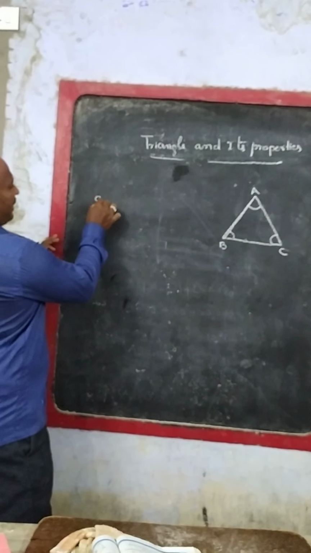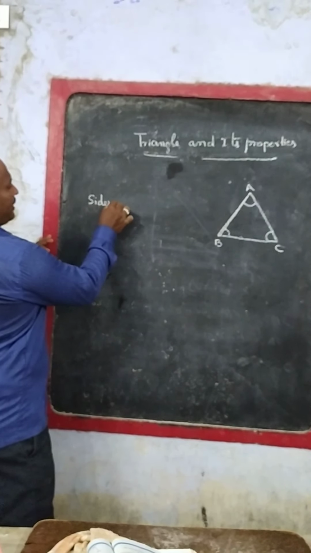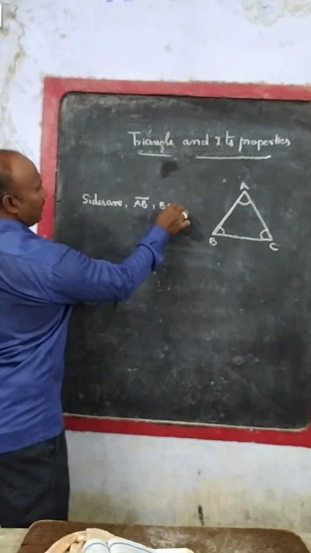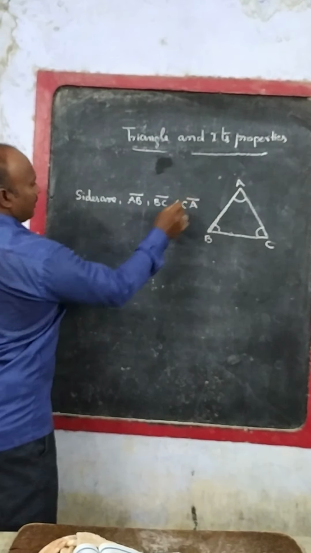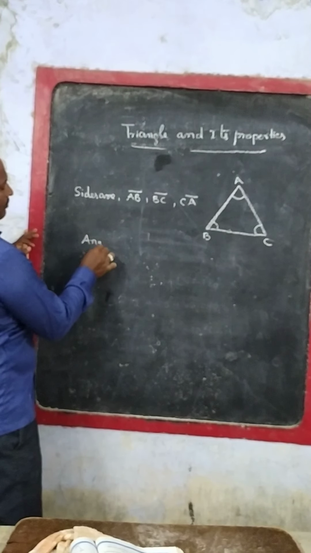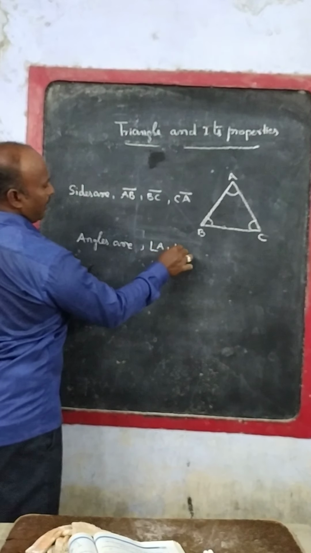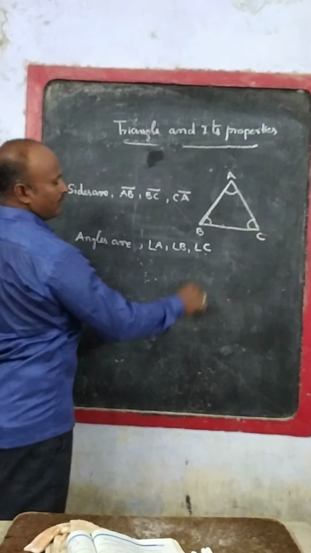So the sides of a triangle are AB, BC, CA. The three angles are angle A, angle B, angle C.